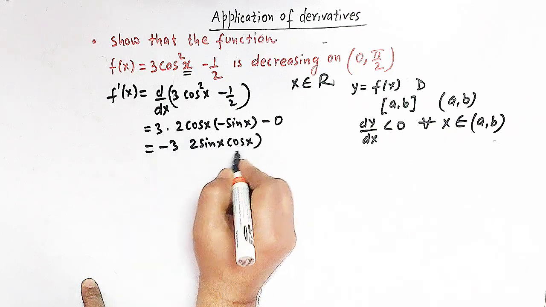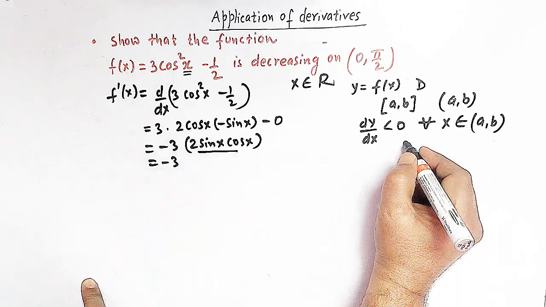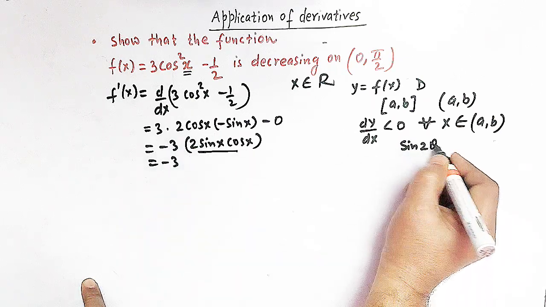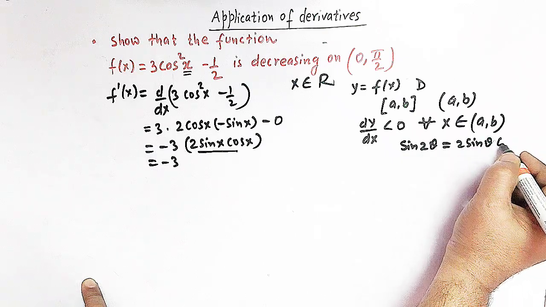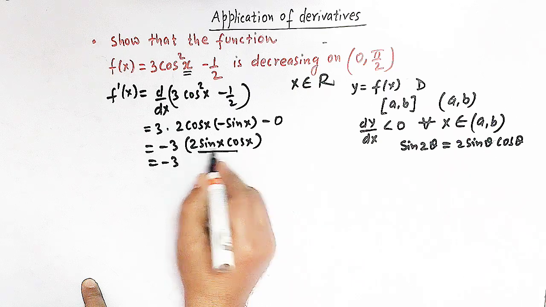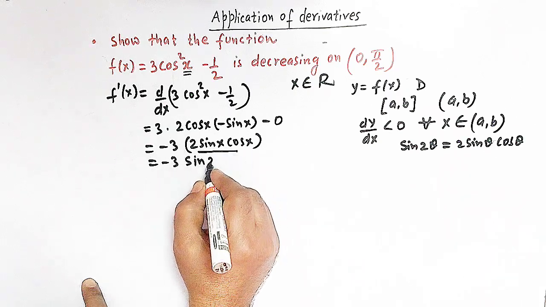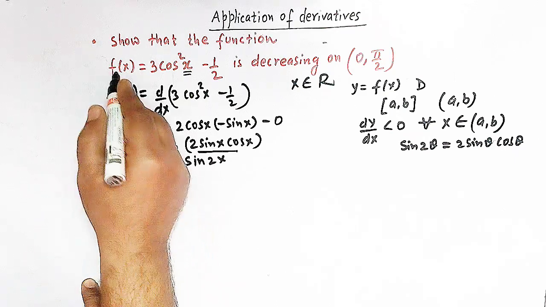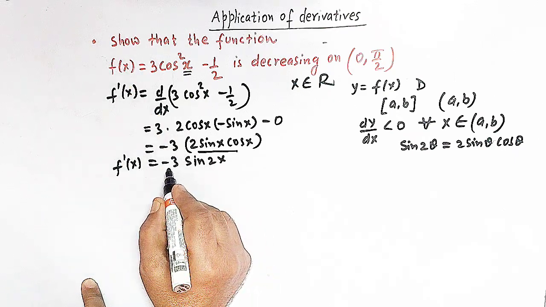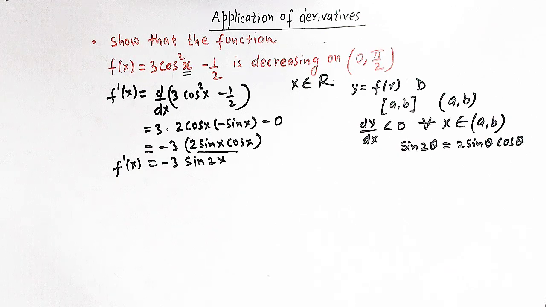Now from trigonometry, we know that sine 2 theta is equal to 2 sine theta cos theta. So we can write here sine 2x. The derivative of f of x is given by minus 3 times sine 2x.